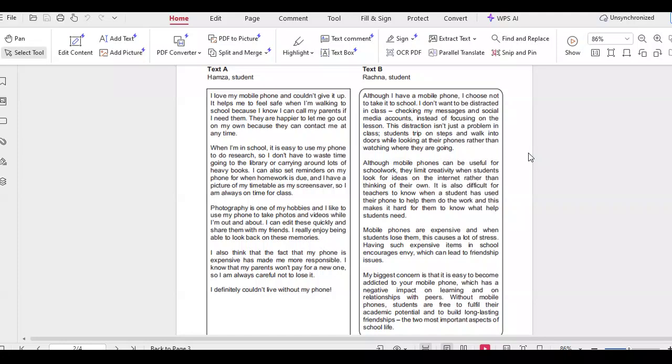Next, she has mentioned that mobile phones are expensive, and when students lose them, it causes a lot of stress. Having such an expensive item in school encourages envy, which can lead to friendship issues.